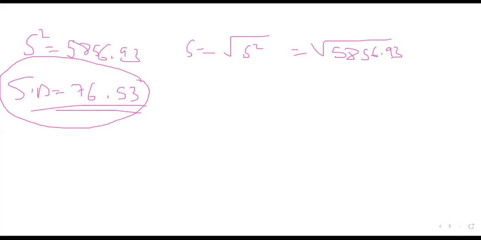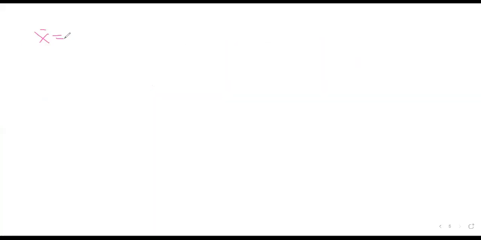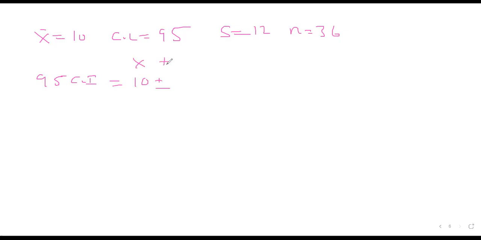So now in terms of confidence interval, suppose you have a mean of 10, confidence level of 95%, standard deviation of 12, and n is 36. Find the 95% confidence interval. So for 95%, we know that our Z is what? 1.96. So the Z, we know that mean plus minus Z, standard deviation over square root of n.